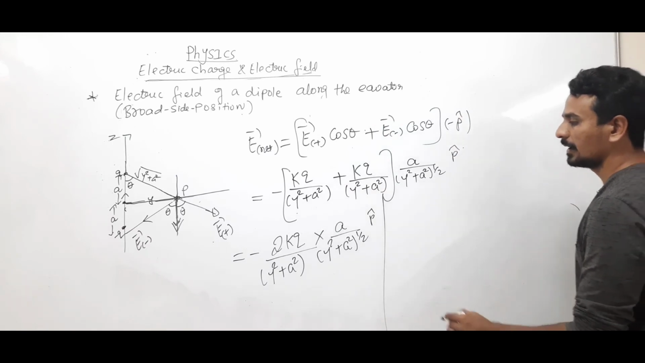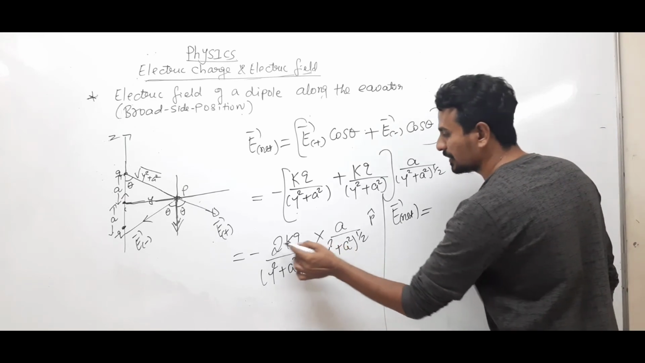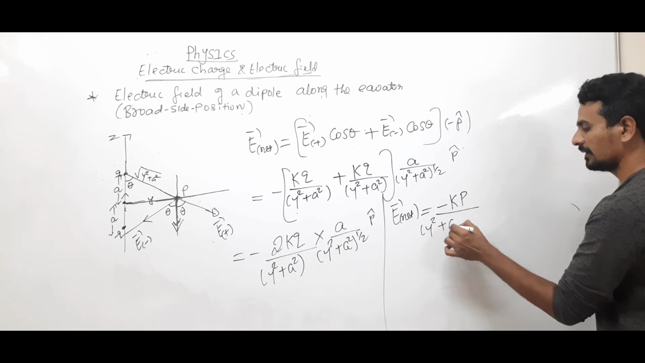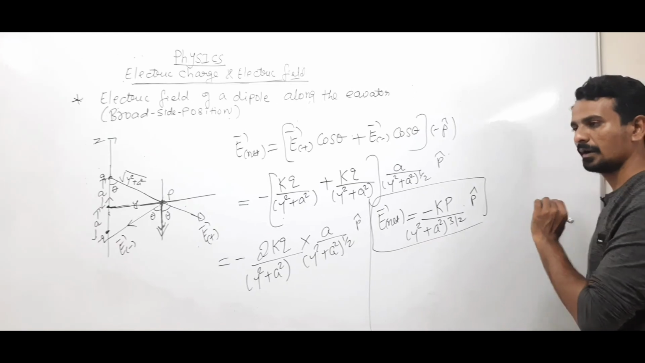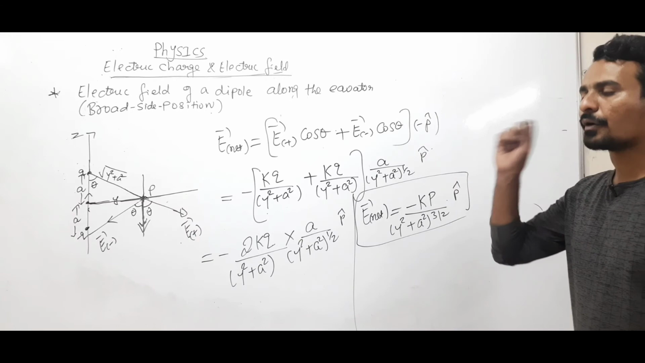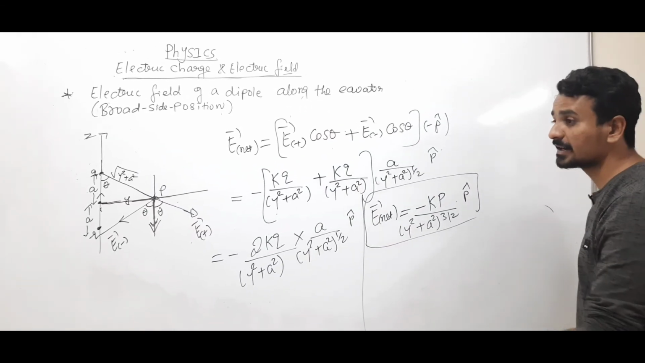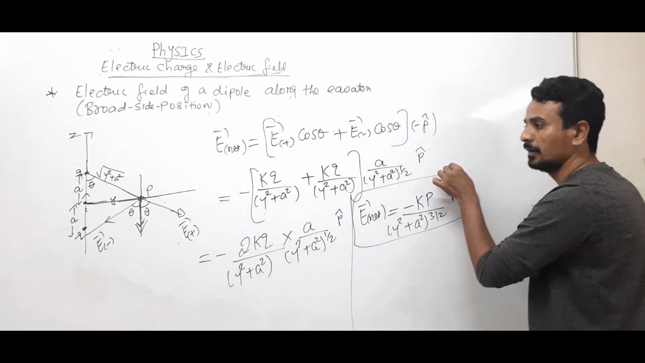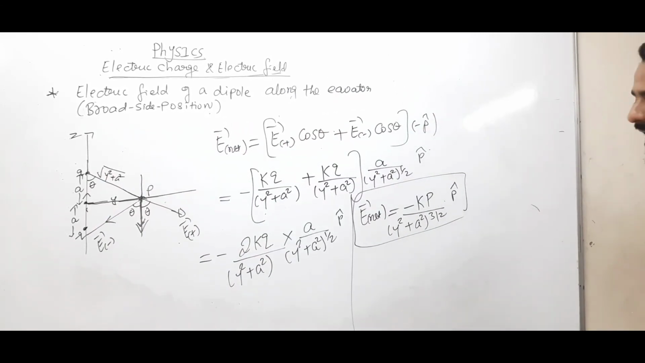So finally, the net electric field for a dipole along the equator. But what is q into 2a? P. So this will be minus kp upon y square plus a square raised to 3 by 2, p caret. Done? Clear? This is the electric field of a dipole for a point lying along the equator or broadside. Once again, what if y is greater than a? That means the point P, if I am putting the point over here, this will be y, this will be a. With respect to y, a can be neglected.